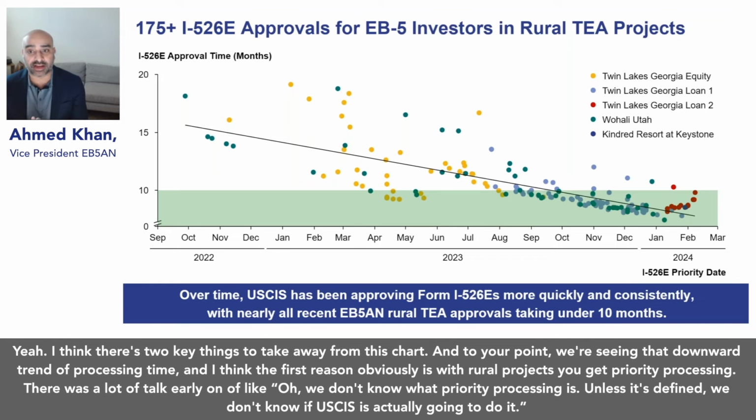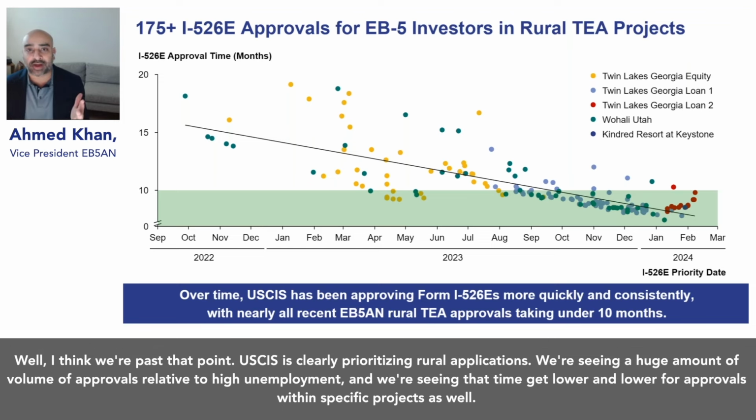Yeah, I think there's two key things to take away from this chart, and to your point, we're seeing that downward trend of processing time. The first reason obviously is with rural projects you get priority processing, and there was a lot of talk early on like, oh, we don't know what priority processing is, unless it's defined, we don't know if USCIS is actually going to do it. Well, I think we're past that point. USCIS is clearly prioritizing rural applications. We're seeing a huge amount of volume of approvals relative to high unemployment, and we're seeing that time get lower and lower for approvals within specific projects as well.